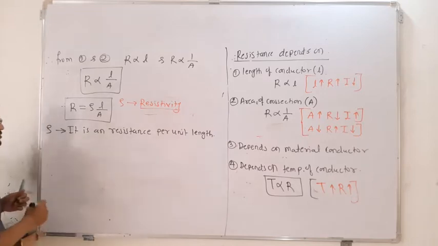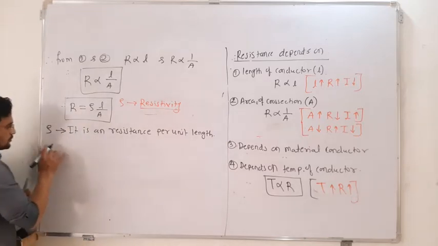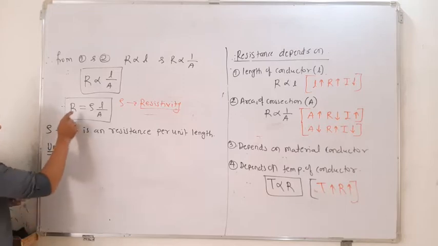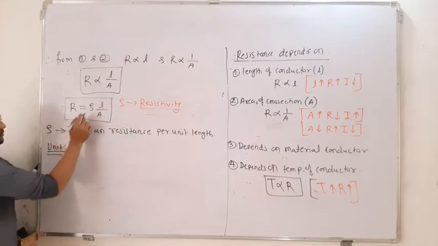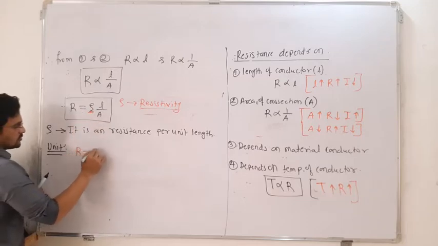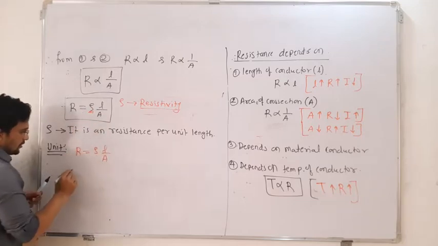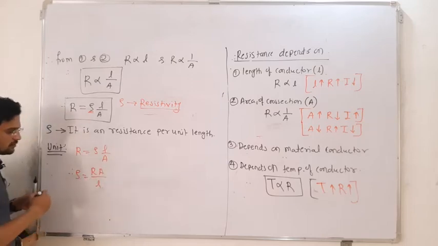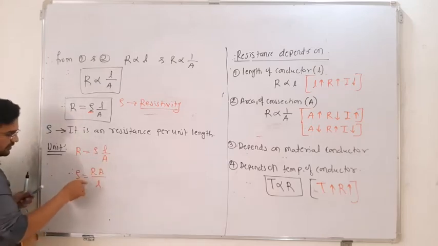First we will discuss the unit of this rho. Take it from this side. R is equal to rho L by A. Therefore rho is equal to R A divided by L. So A shifts here and L goes downward.